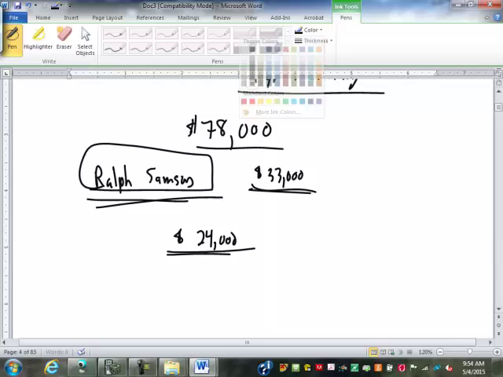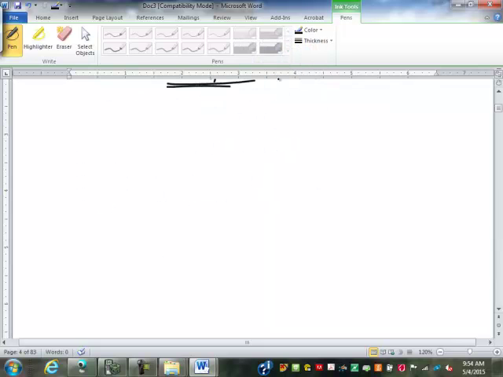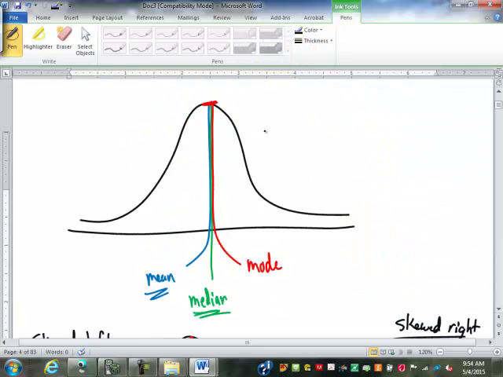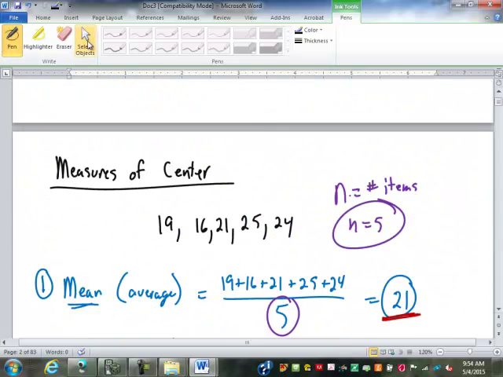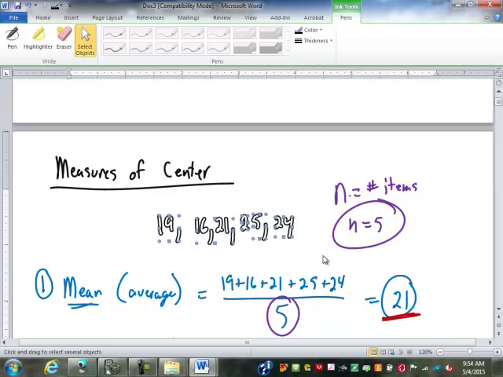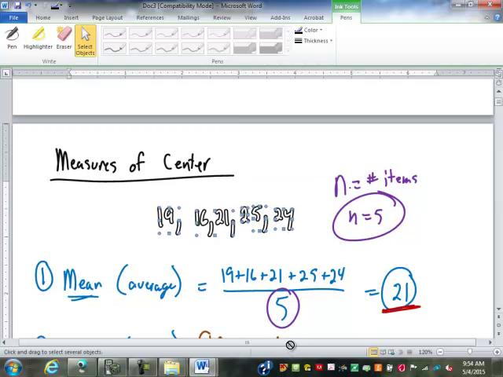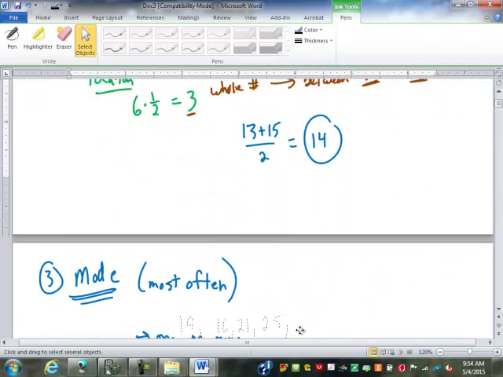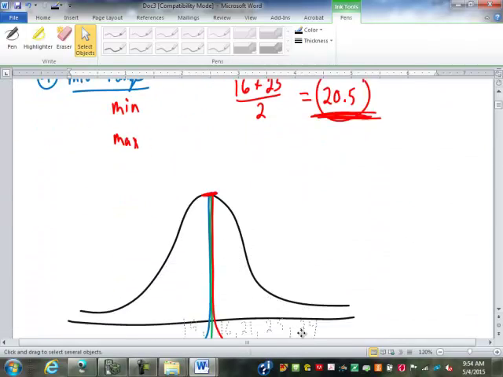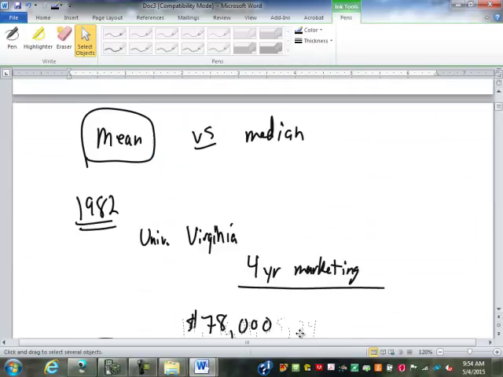So let me show you why that happened. Let's put in a list of numbers down here. In fact, let's go up here. I'm going to take this list of numbers right here. We already know that their mean is what? 21.